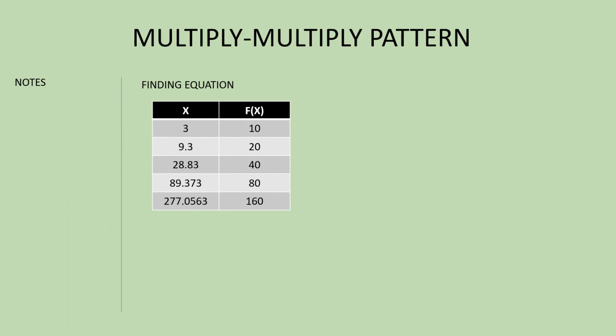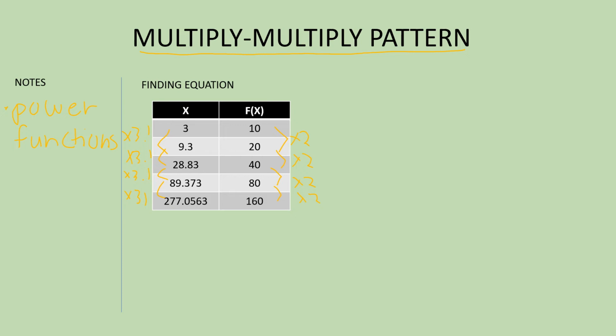We're going to be working with our multiply pattern. And a quick note on this, this is used for power functions. And here on our table, we can see that for the x side, we are always multiplying by 3.1. And on our y side, or f of x side, we are always multiplying by 2. So it's a constant factor of multiplication on both sides.